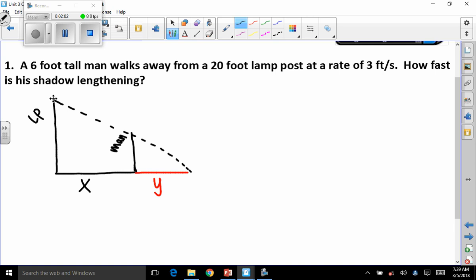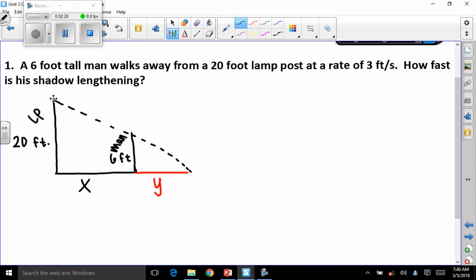Yes? Okay. So we have some constants here. What's not changing? Yeah, how tall is the lamppost? 20 feet. And what else isn't changing? And if it is changing, it's not changing so fast that it's going to affect our problem. The height of the man, right? How tall is our man? 6 feet.